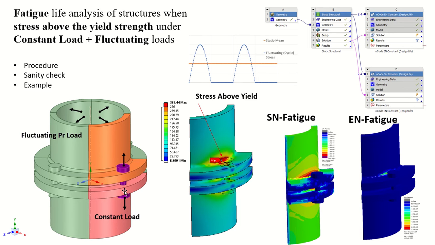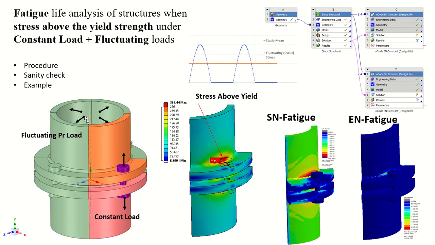connected through bolts. These bolts are preloaded. The preload on the bolt is kind of constant, it is not varying with time, but the fluid which is flowing through this flanged joint is fluctuating due to the operational condition.